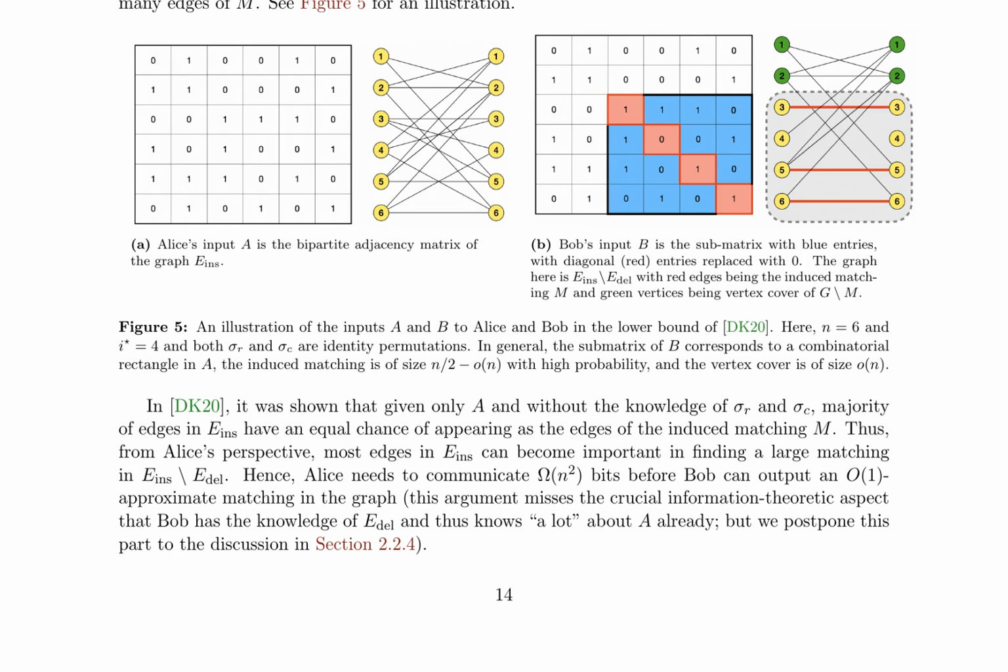Key terms and concepts include bipartite adjacency matrix, induced matching, vertex cover, combinatorial rectangle, and information theoretic aspect. Although equations and algorithms are not explicitly mentioned on this page, the authors discuss the communication problem and the properties of the graph G created by the input to Alice and Bob. This page builds on previous pages by discussing the communication problem and the properties of the graph G, and sets the stage for the discussion in section 2.2.4. The authors identify the limitation that the argument misses the crucial information theoretic aspect that Bob has the knowledge of A_del, and postpone this discussion to section 2.2.4.